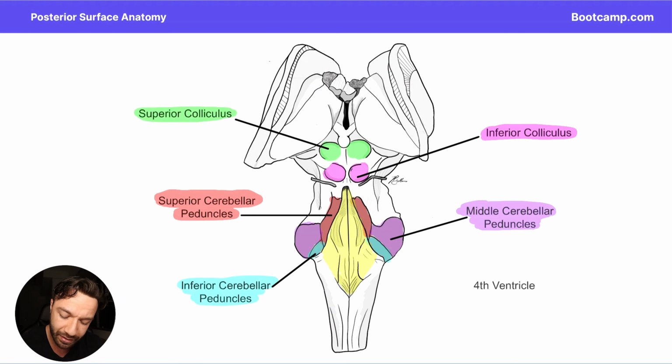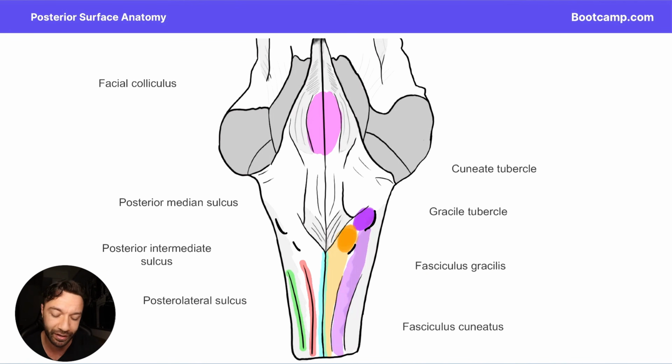So here is that third ventricle, and then down here is that fourth ventricle, and they're connected by a tiny tunnel known as the cerebral aqueduct. So here's that fourth ventricle, and this fourth ventricle is only seen if we cut through these cerebellar peduncles and remove that cerebellar cortex. So now we're going to be moving a little bit more inferiorly.